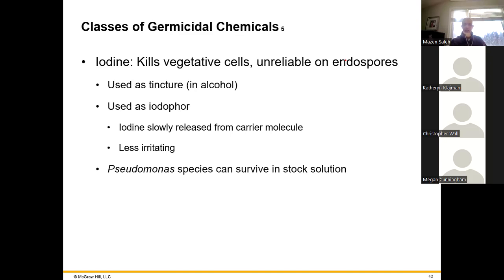on the skin in preparations or to treat wounds. It can also be used as an iodophore, so in the absence of alcohol, whereby the iodine itself is slowly released from a carrier molecule. It is less irritating and longer lasting than tinctures. Pseudomonas, keep in mind, can survive in stock solutions of iodine. That's how bad Pseudomonas is.